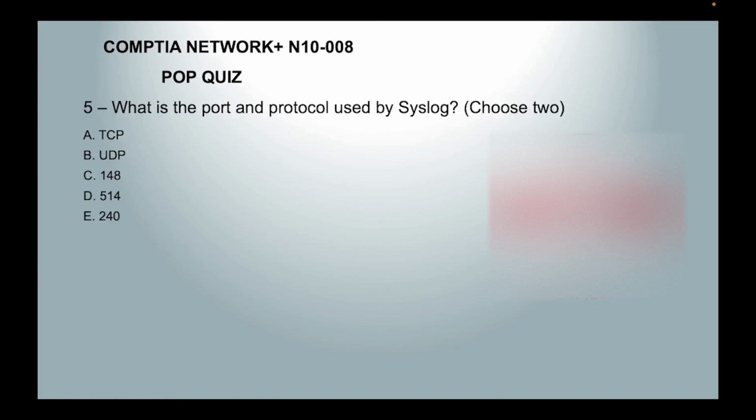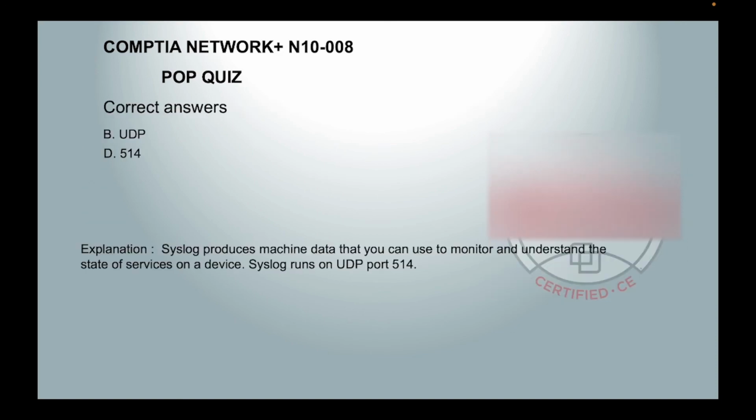Five, what is the port and protocol used by syslog? Choose two. A. TCP, B. UDP, C. 148, D. 514, E. 240. Core answers are B. UDP, and D. 514. Syslog produces machine data that you can use to monitor and understand the state of services on a device. Syslog runs on UDP port 514.